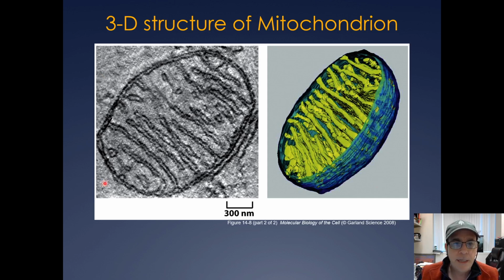Here's just another EM of a mitochondria, and if you do 3D modeling of it, this is what the three-dimensional structure is. So you can see the inner mitochondrial membrane weaves back and forth, and this creates a lot of surface area for oxidative phosphorylation to occur.